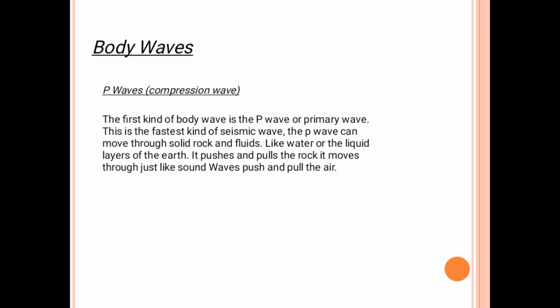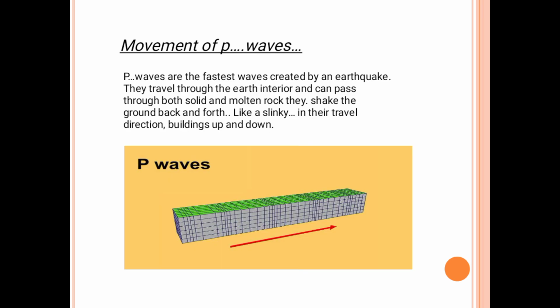Primary waves are called so because they are the fastest among the seismic waves, and that's why they are recorded first on the seismograph. Primary waves have high frequency and are the least destructive among the earthquake waves. They can travel in all mediums. Primary wave velocity in an earthquake is in the range of 6 to 8 km per second. Movement of the P waves.